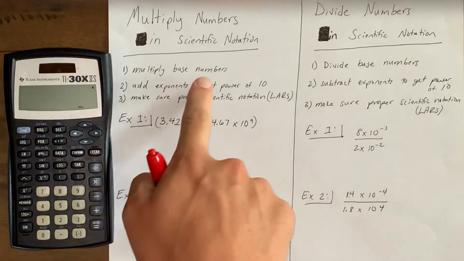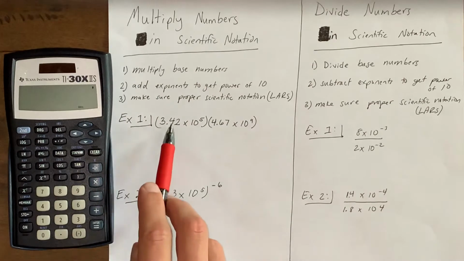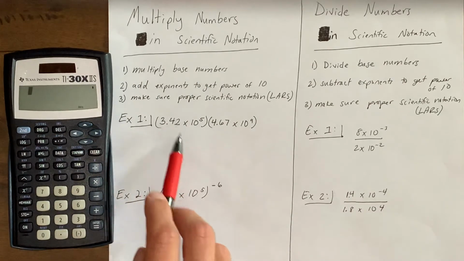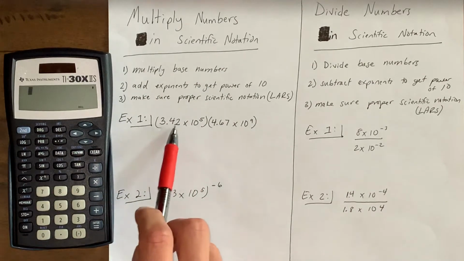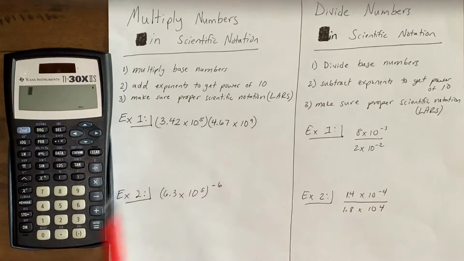So step 1 is multiply the base numbers. So remember, our base numbers are the numbers that are to the left of the times symbol. Okay, so 3.42 and 4.67 in our example 1. Then we're going to add the exponents to get our power of 10. Now, if you think back to our first video, the first topic we learned in 8th grade math are exponent rules, or laws of exponents. And one of our rules we refer to as MADS. So when we're multiplying, we add, and when we divide, we subtract. That's where MADS comes from, M-A-D-S.